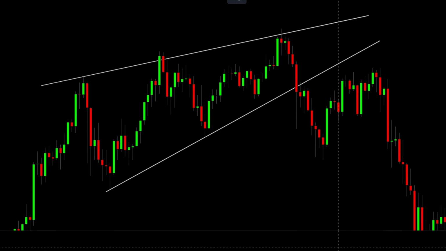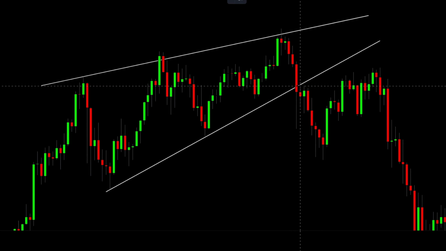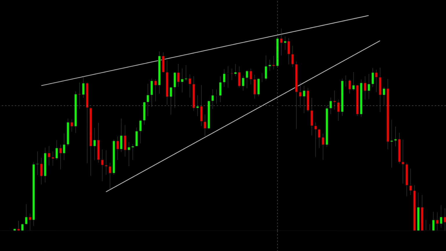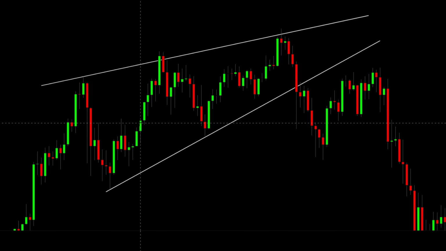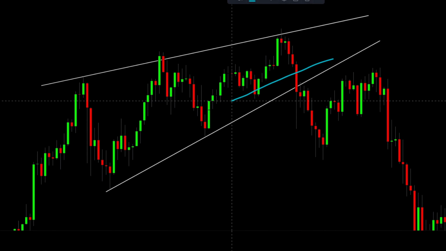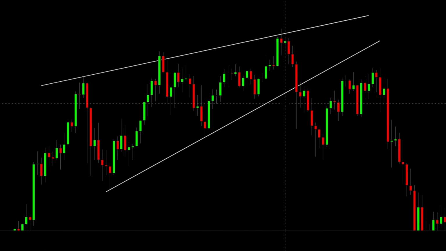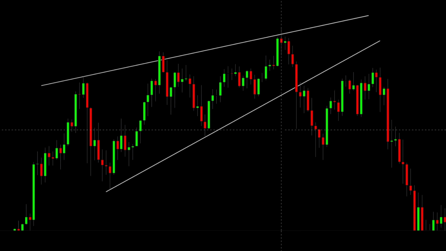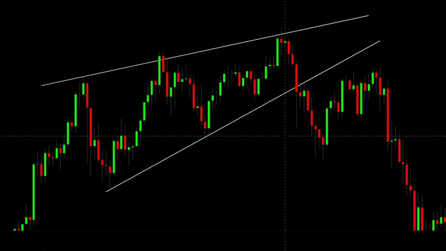And the first way to enter this pattern is to simply enter on the breakout. For example, you can enter when you see the first candle close below the upsloping support line. So in this case for Bitcoin, you would have entered right here. But as many times in trading, different traders have different risk tolerance and risk profiles.